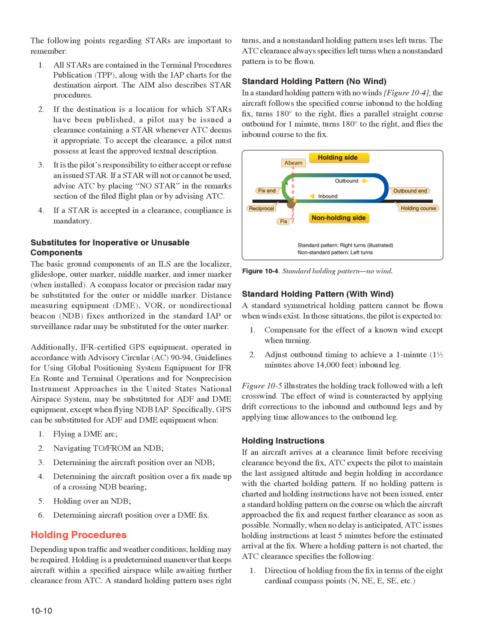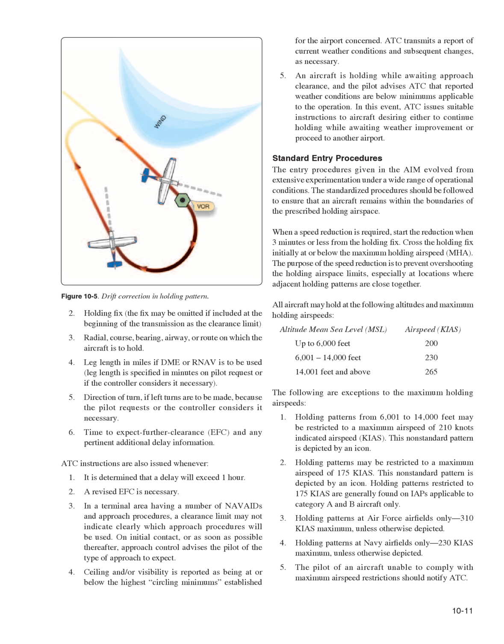Normally, when no delay is anticipated, ATC issues holding instructions at least 5 minutes before the estimated arrival at the fix. Where a holding pattern is not charted, the ATC clearance specifies the following: 1. Direction of holding from the fix in terms of the 8 cardinal compass points, N, NE, E, SE, etc. 2. Holding fix. The fix may be omitted if included at the beginning of the transmission as the clearance limit. 3. Radial, course, bearing, airway, or route on which the aircraft is to hold. 4. Leg length in miles.